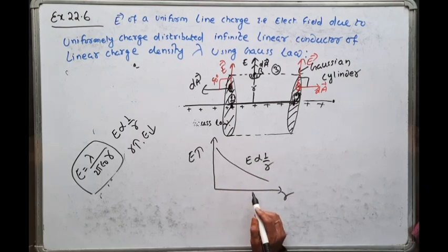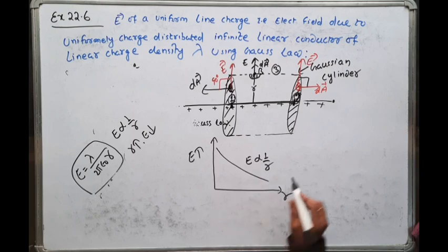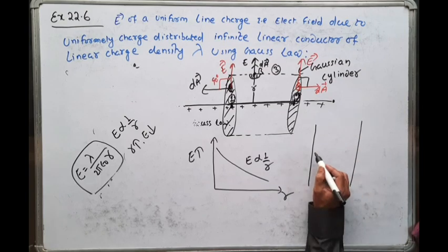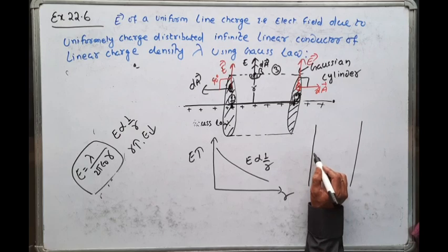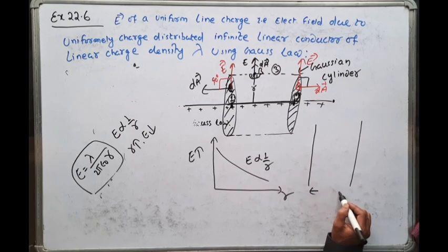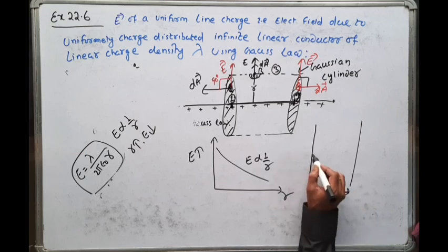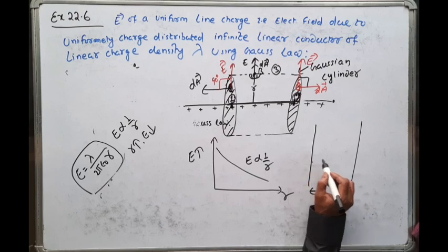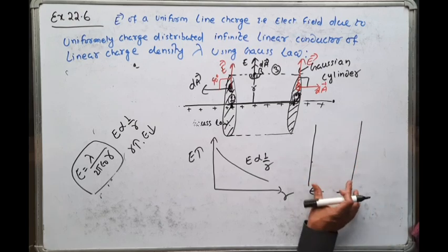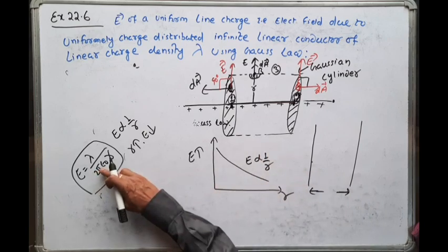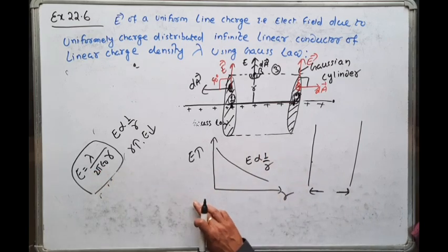Okay. Now what is the practical aspect? The practical aspect of this problem is that in an electrical transmission wire, we have to maintain the two lines in such a way that the electric field intensity produced by this linear charge conductor should not affect the other conductor. So you have to maintain the gap according to the calculation of this value. This is a practical aspect.